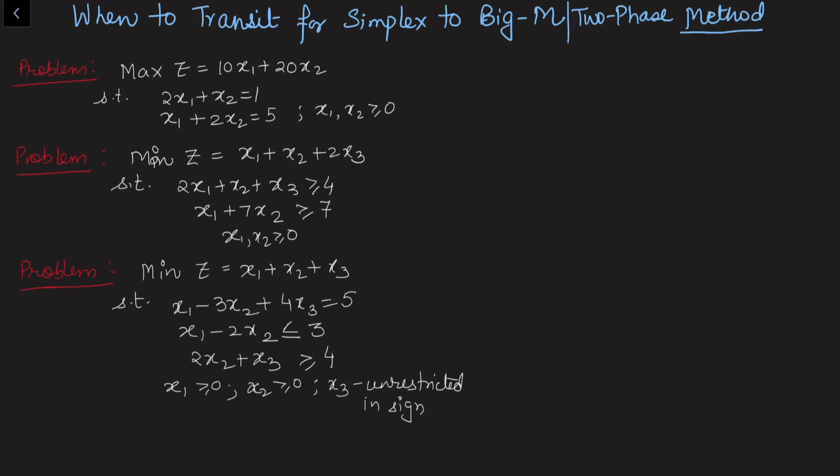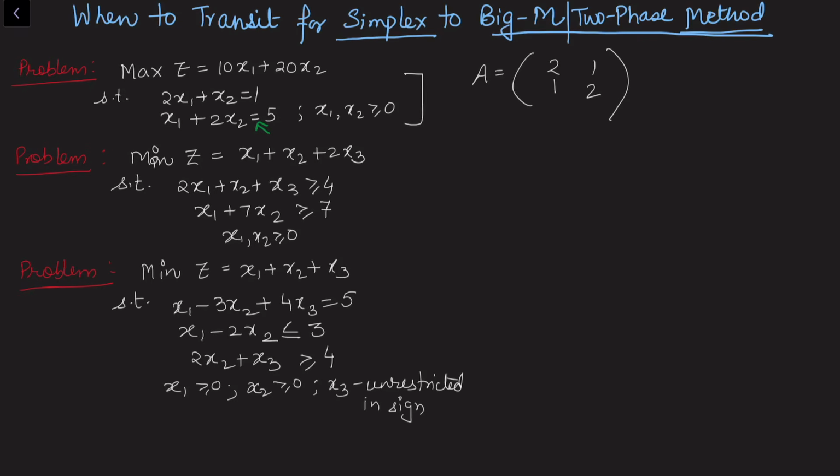So now let us look at some of the examples where we cannot find an initial ready identity matrix to apply the simplex method, and hence we need to transit to Big M or the two-phase method. In the first problem, we see that the given problem is maximization, and in the two constraints, the coefficient matrix is straight away 2, 1, 1, 2. This is an equality system, and in this equality system, we do not need to add a slack or surplus variable. This is already in standard form.